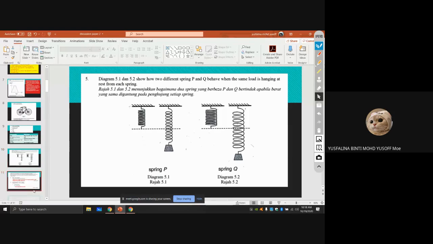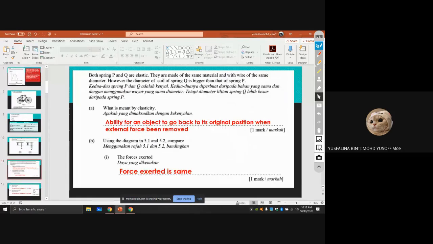Okay, so the next question asks, both springs P and Q are elastic. So they are made from the same material with the wire of the same diameter. Okay, so the diameter of the wire is the same. However, the diameter of the coil of spring Q is bigger than that of spring P. So the first question, what is meant by elasticity?